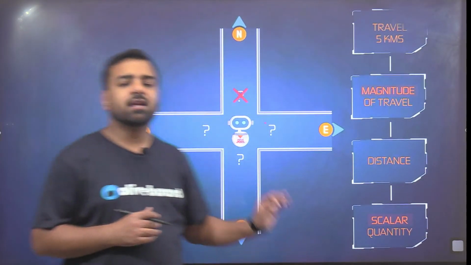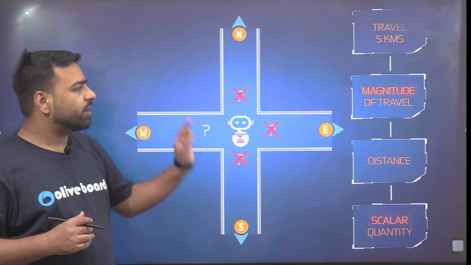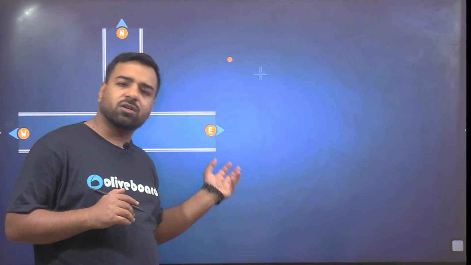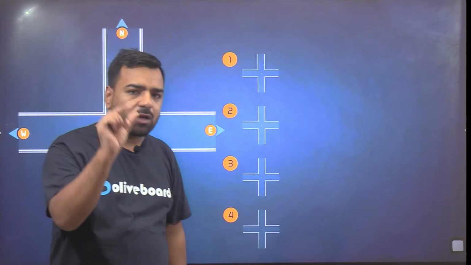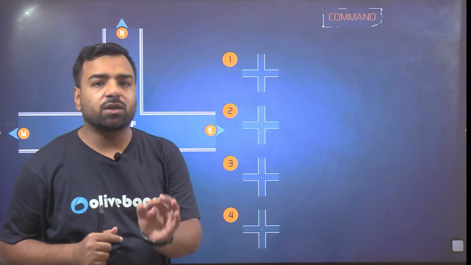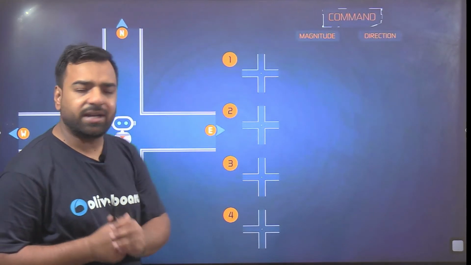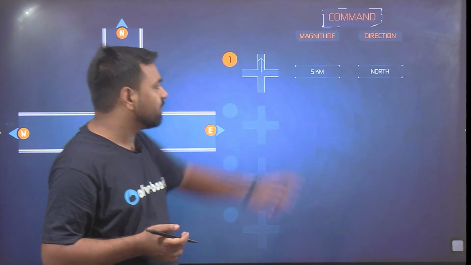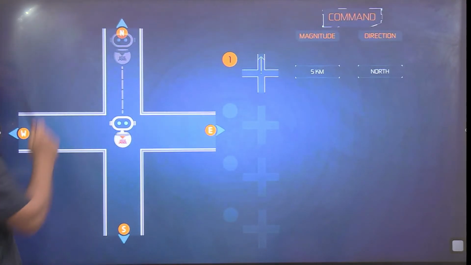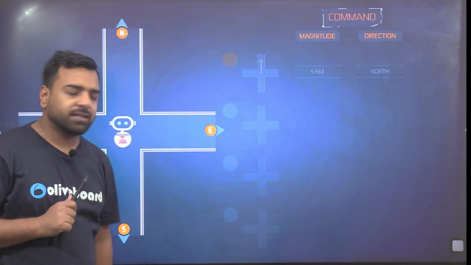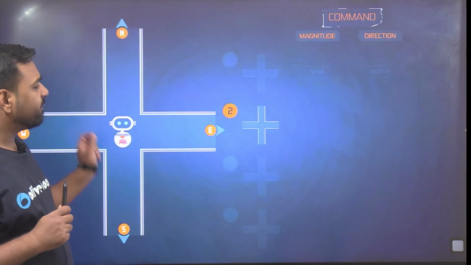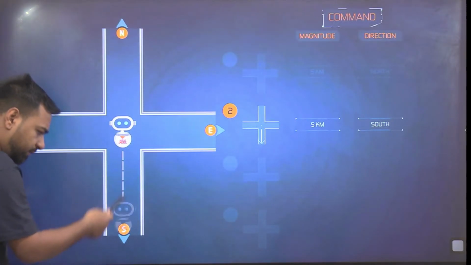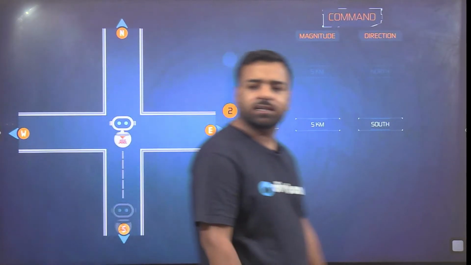But here I need to tell you, yes, you have to come 5 kilometers, but in the east or west or in north or in south direction. That means along with the magnitude, I need to give you direction as well, right? So here are the commands. If I talk about 5 km north, you will move 5 km in the north direction. If I say travel 5 km in the south, you will move 5 km in the southern direction.